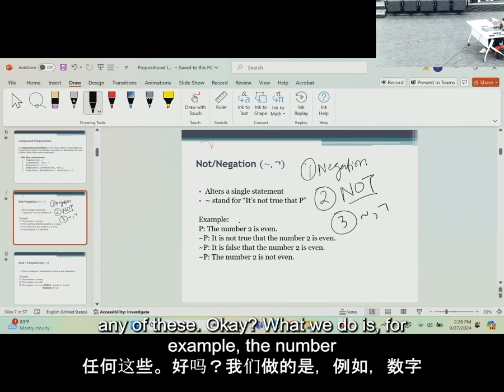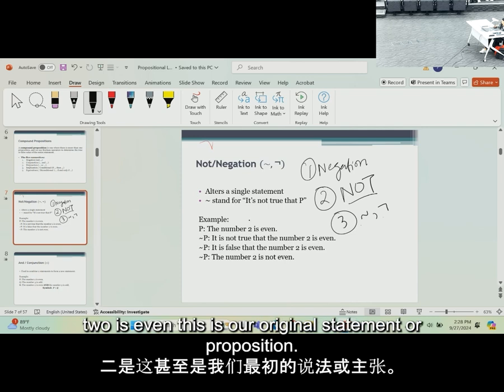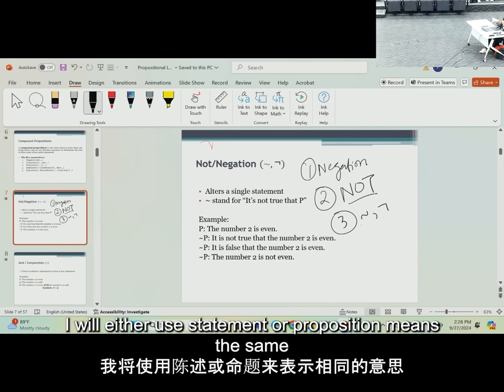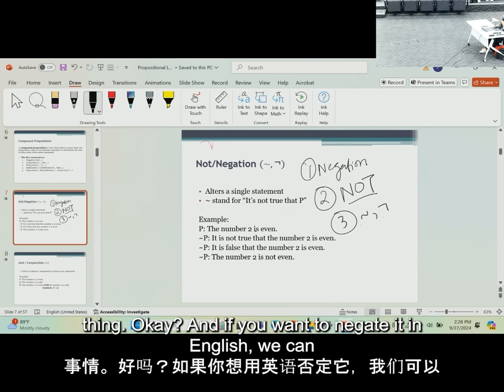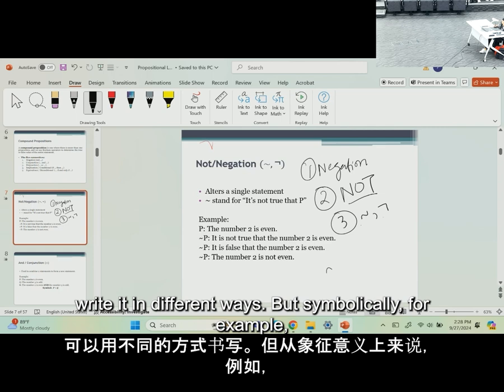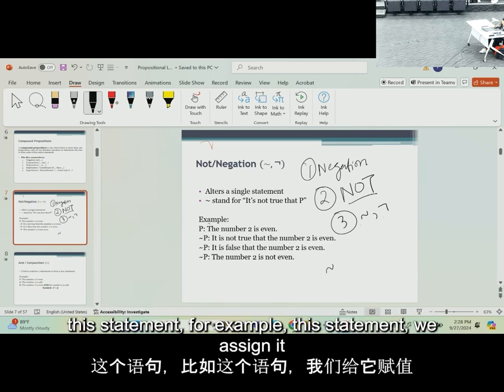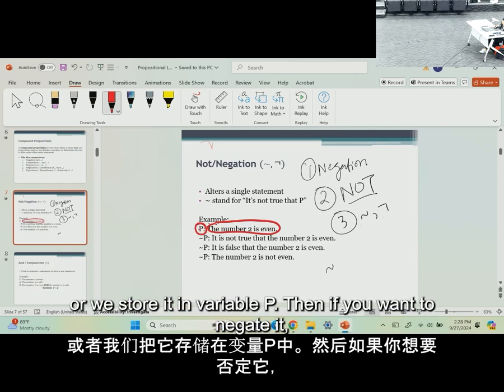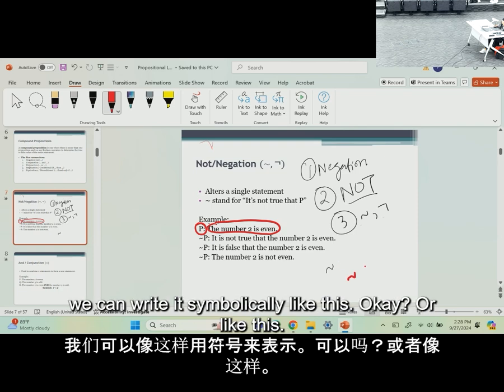What we do is, for example, the number 2 is even. This is our original statement or proposition. I will either use statement or proposition, they mean the same thing, okay? And if we want to negate it, in English we can write it in different ways, but symbolically, for example, this statement, we assign it or we store it in variable p. Then if you want to negate it, we can write it symbolically like this, okay, or like this, okay.